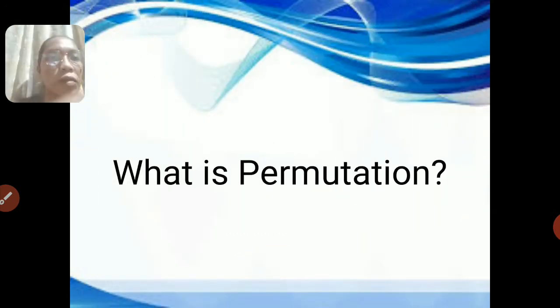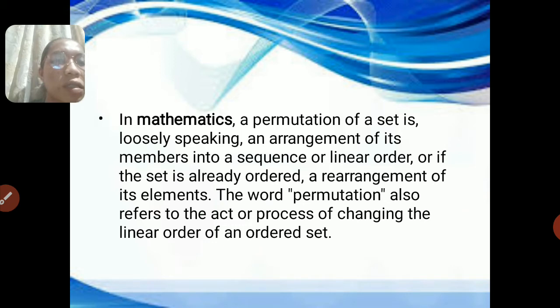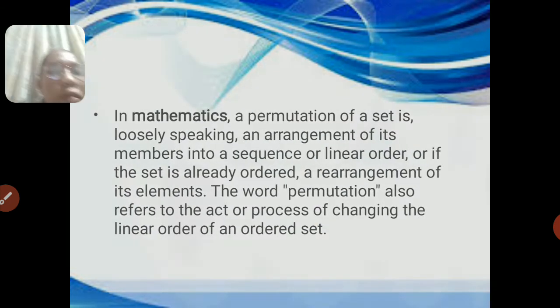What is permutation? In mathematics, a permutation of a set is, loosely speaking, an arrangement of its members into a sequence or linear order, or if the set is already ordered, a rearrangement of its elements. The word permutation also refers to the act or process of changing the linear order of an ordered set.